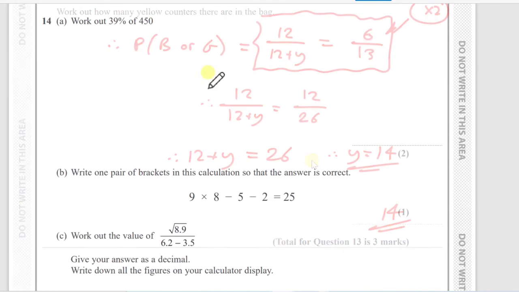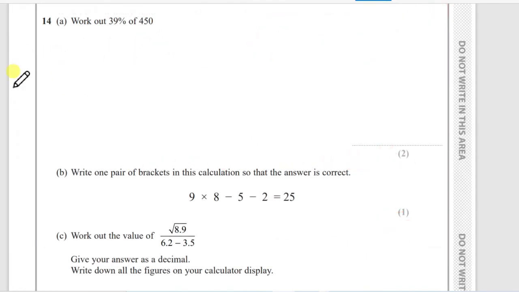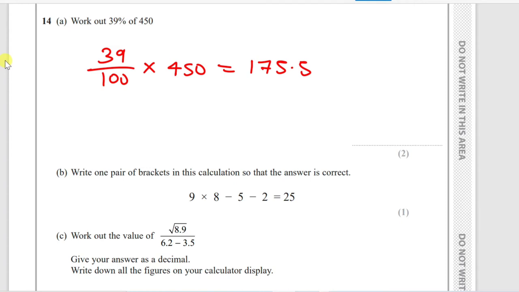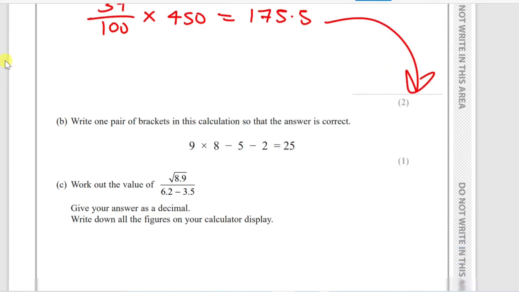So work out 39% of 450. When I use the word percent, it just means per 100. So it means 39 over 100 times 450. You just put that in your calculator: 39 over 100 times 450. And it should give you exactly 175.5. That goes right there.